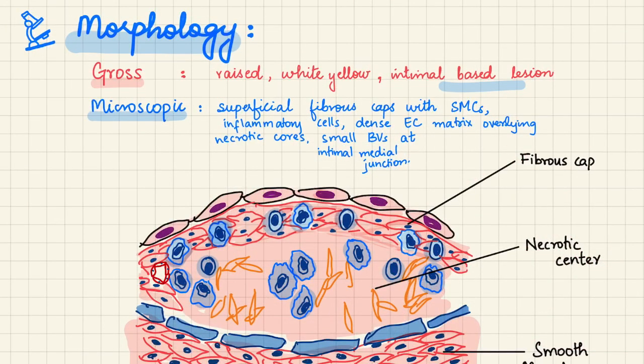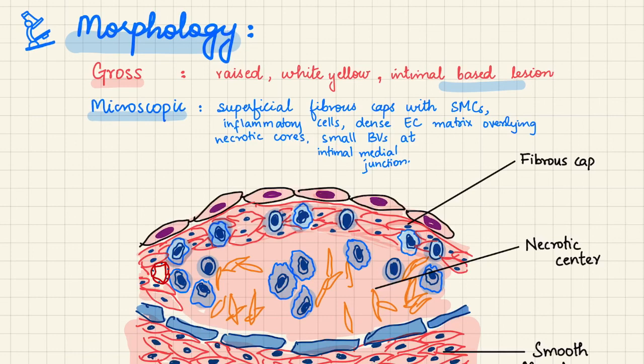Regarding the morphology of a typical atheromatous plaque, grossly it is seen as a raised white-yellow intima-based lesion, while microscopically it is going to have three distinct parts. First one is a fibrous cap which has smooth muscle cells. It is going to have foam cells. It is going to have lymphocytes. It is going to have elastin, fibrin, and that's why it's called a fibrous cap, and also new vessel formation.